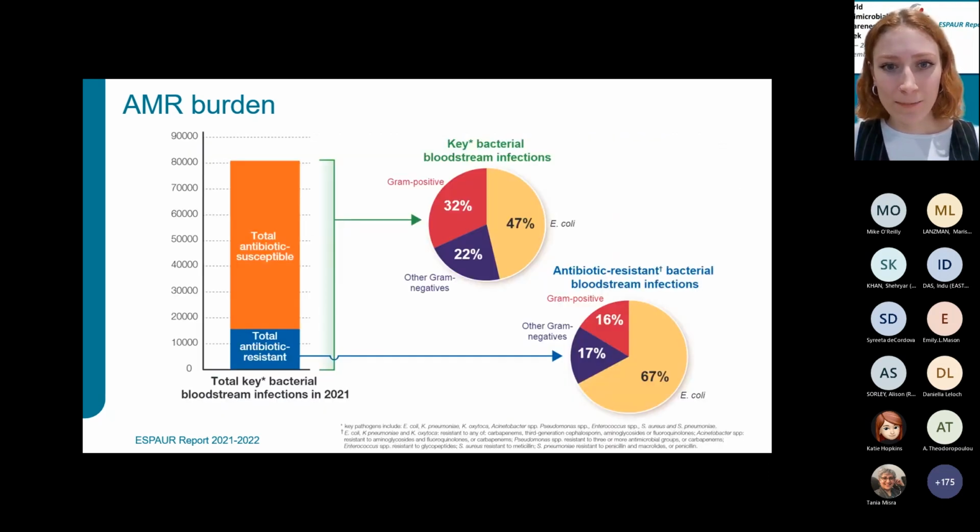Looking now at the species that are causing AMR burden, the bar graph on the left shows the overall AMR burden for total bacterial bloodstream infections for 2021, and the pie chart shows that 47% of these were E. coli. However, looking only at the antibiotic resistant subset of these bloodstream infections, which is shown by the smaller blue section of the graph, a larger percentage of these, almost 2/3, were due to E. coli. So this shows where the bulk of the burden of resistance lies. Next slide, please.